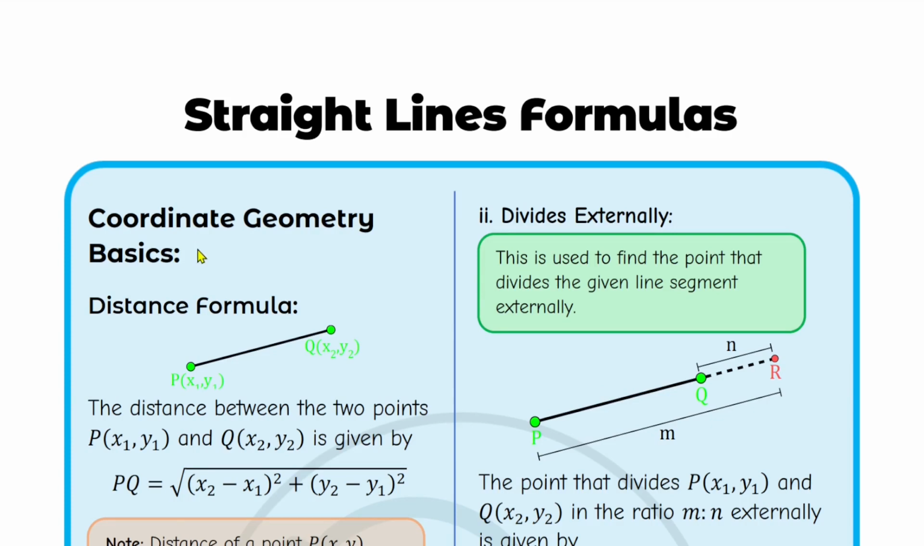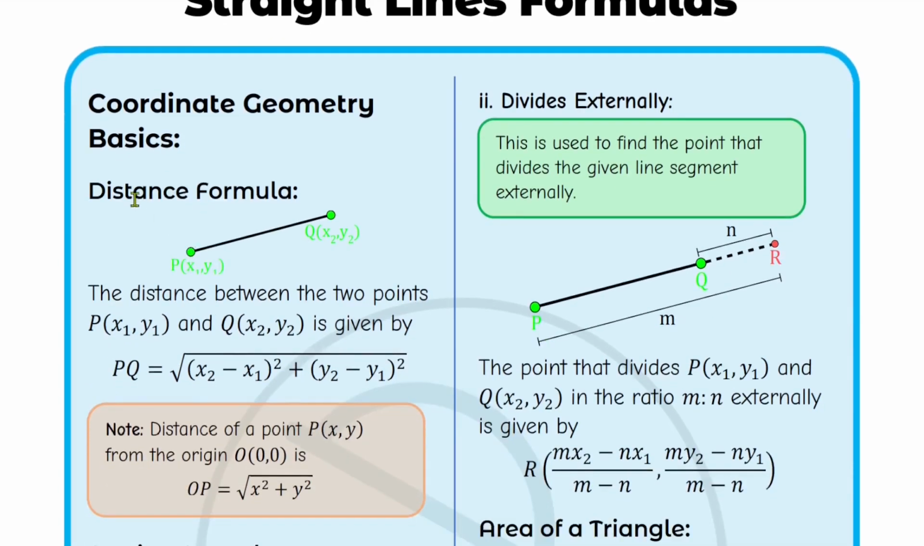So let's get started. First we have coordinate geometry basics. So first the distance formula. Consider you are given 2 points P(x1, y1) and Q(x2, y2). Then the distance between them is given by square root of (x2 minus x1) squared plus (y2 minus y1) squared. That is change in x squared plus change in y squared.